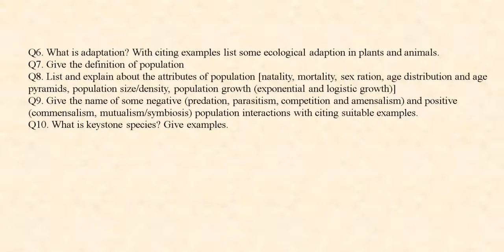Then population size or population density, and population growth. In population growth, mainly we need to read two growth patterns. One is the exponential or J-shaped growth pattern, and another is the S-shaped or logistic growth pattern. Then in the ninth question I have written: give the names of some negative interactions like predation, parasitism, competition, amensalism, and some positive ones like commensalism, mutualism, or symbiosis, population interactions, with suitable examples. And in the last question of this chapter I have written: what is a keystone species, and give a few examples.